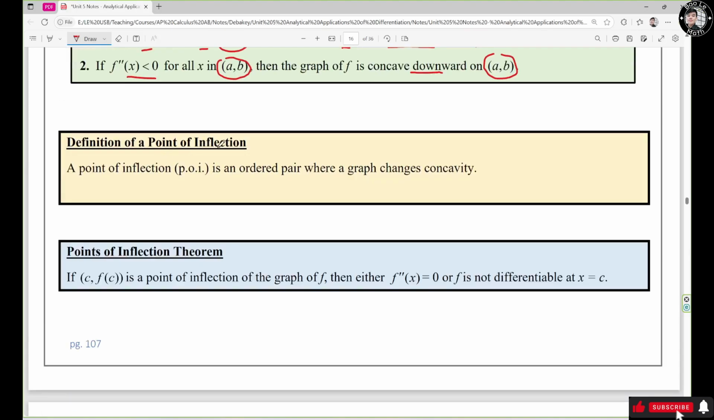Definition of a point of inflection. A point of inflection is an ordered pair where the graph changes concavity. Which means if it changes from concave downward to upward, or upward to downward like this, the point of inflection is going to be somewhere right here. Now, the point of inflection theorem. If (c, f of c) is a point of inflection of the graph of f, then either f double prime of x equals 0 or f is not differentiable at x equals c.